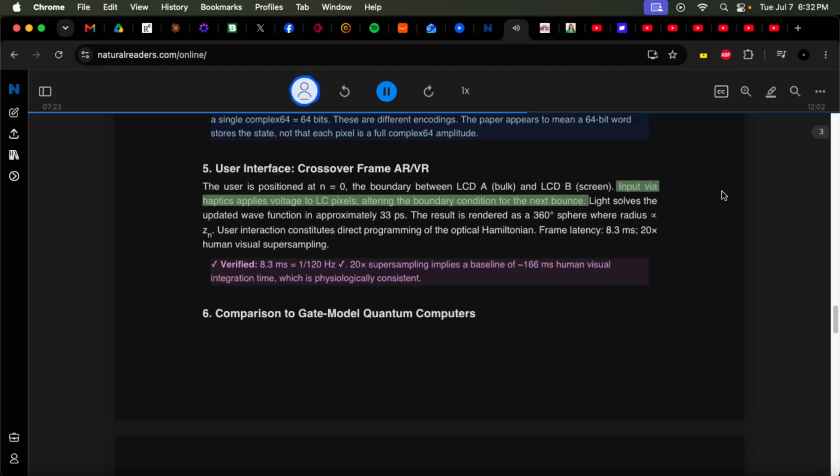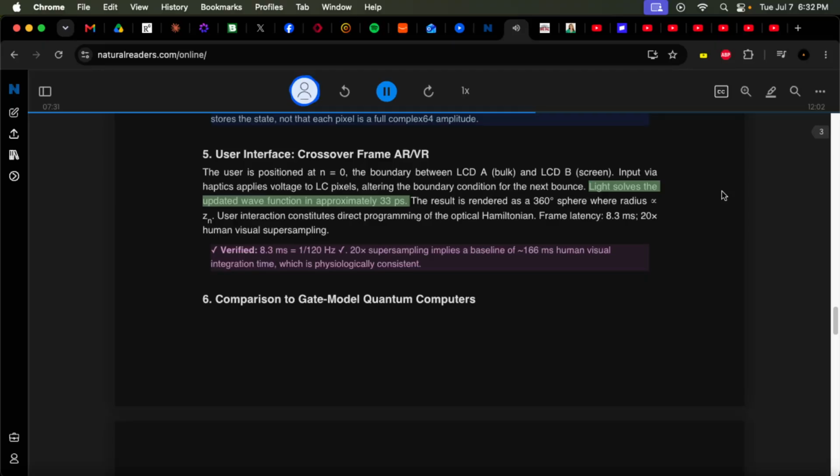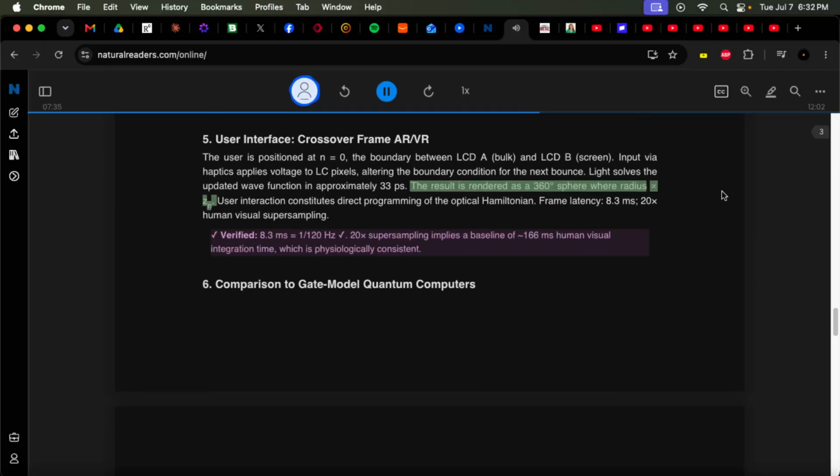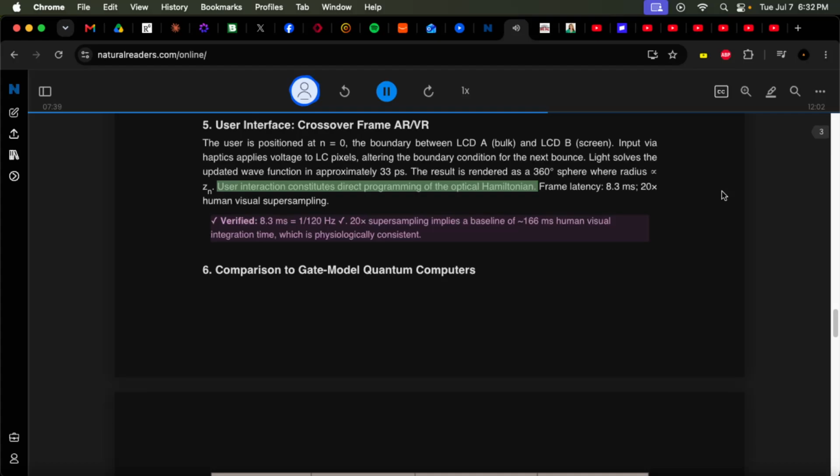Input via haptics applies voltage to LC pixels, altering the boundary condition for the next bounce. Light solves the updated wave function in approximately 3 ps. The result is rendered as a 360 degrees sphere where radius is proportional to Zn. User interaction constitutes direct programming of the optical Hamiltonian.